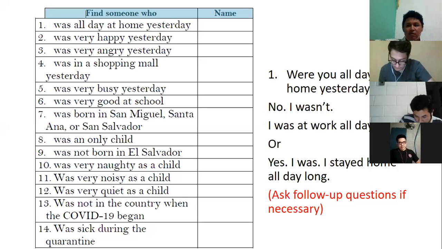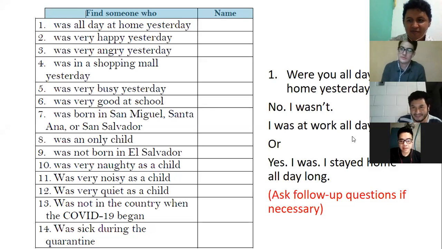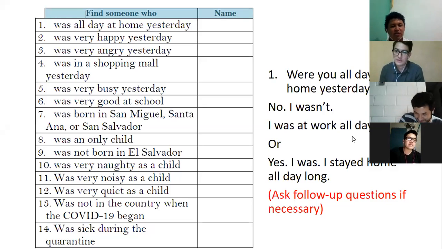So we were born in Salvador. We were naughty, right? A little. So also you were a little noisy. A little noisy. I was very quiet as a child. What about now, Alex? Are you quiet now or are you extroverted? Outgoing? I still am, but I'm trying to get more. You look very serious, but I think you're very easygoing.